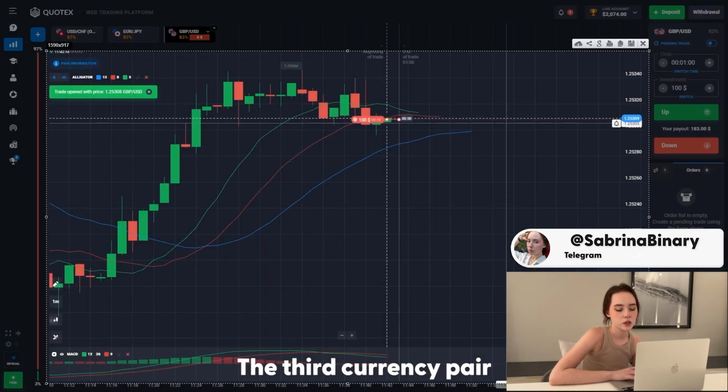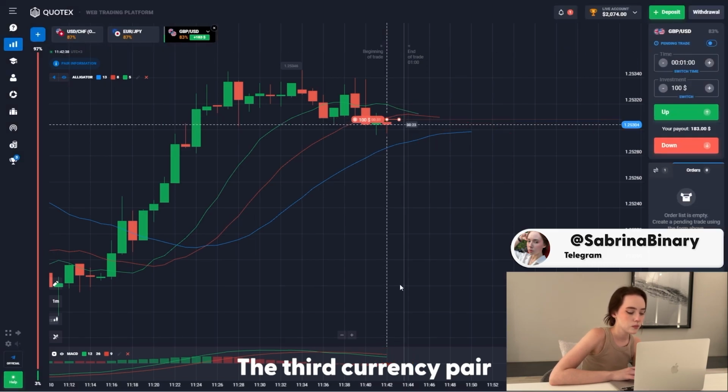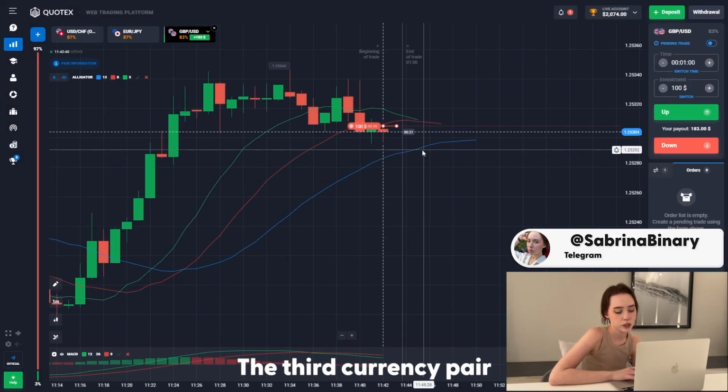Already at this stage, it's clear that the alligator indicator lines are going to intersect each other. I assume that they will intersect somewhere at this point, and the blue line is most strongly directed upwards. But if you evaluate all the lines together, the trend will go down, which is why I open a deal to decrease.